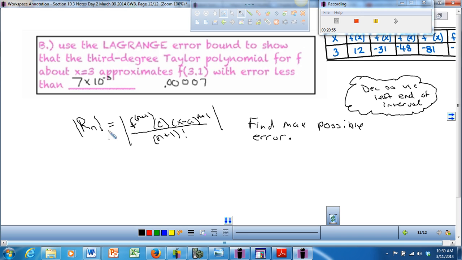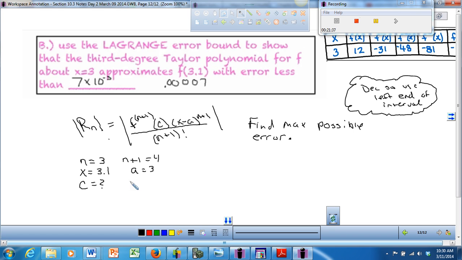All right, so let's figure out all of our parts of our Lagrange error bound. What is our n? It is 3. So our n plus 1 is 4. What is our x? 3.1. What is our a? Not 0 this time. Think back to our series. It's 3, yeah. All right, our c we don't know yet. We've discussed it a little bit, but we'll get there.